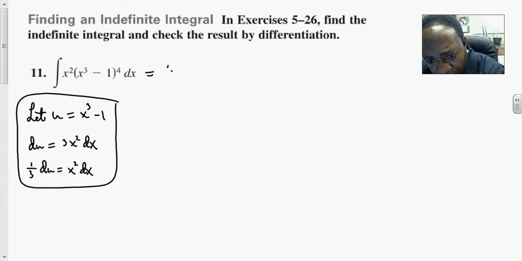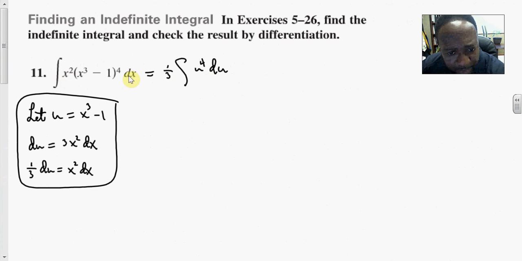So we can put constants in front of the integral. This is 1/3 times the integral of here. I have x cubed minus 1 to the 4th, but that's u to the 4th. Now the 1/3 du takes into account the x squared dx. 1/3 du is the x squared dx. And then the x cubed minus 1 is being represented by the u.